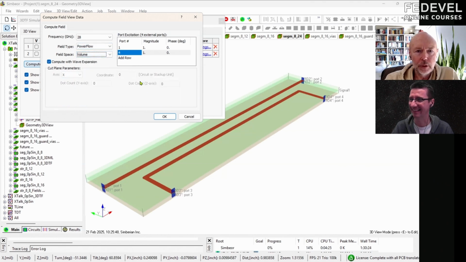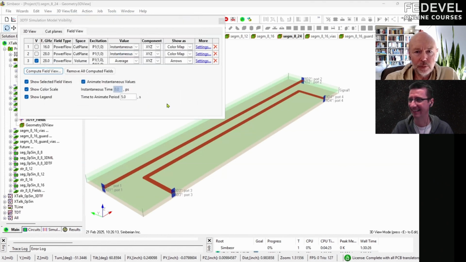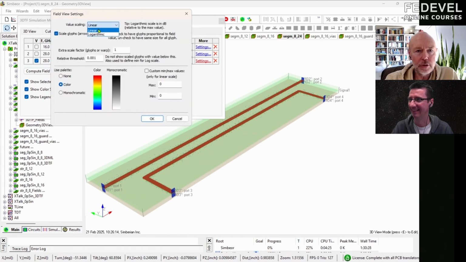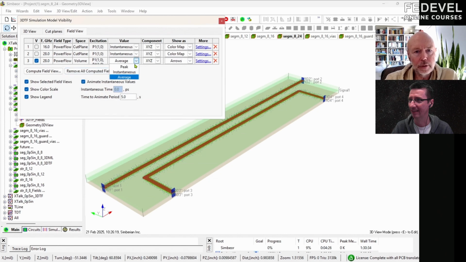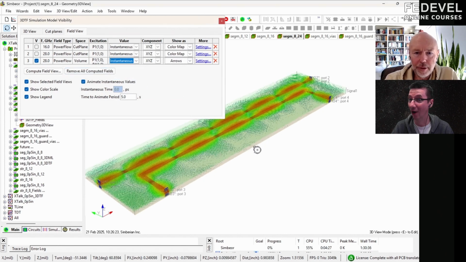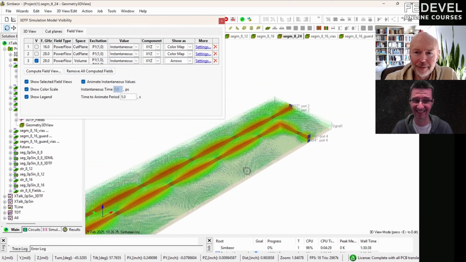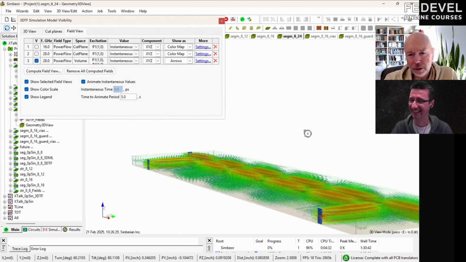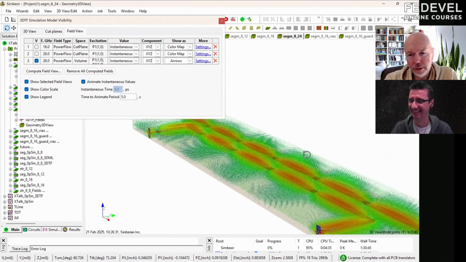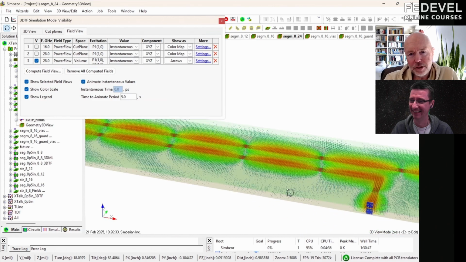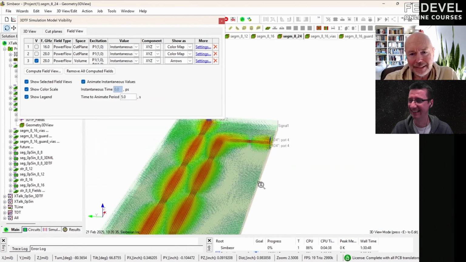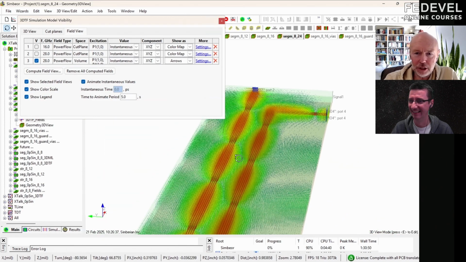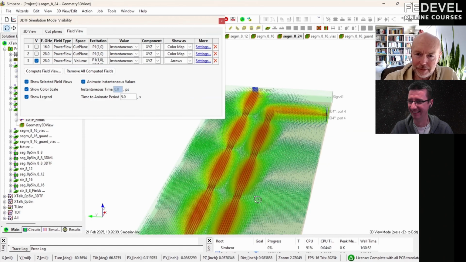Volumetric. Okay. And see, logarithmic scale. Put a little bit of zeros here, and instantaneous. I didn't know you can do this. Yes, and we can take cross sections and so on, but you can see this energy that is not now associated with the signal. This signal travels this way.